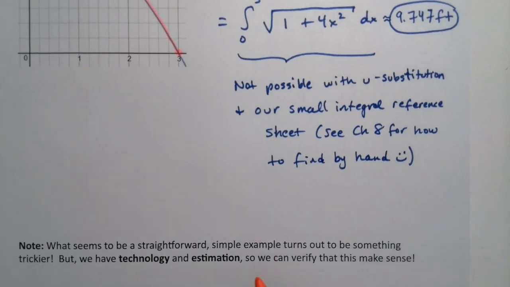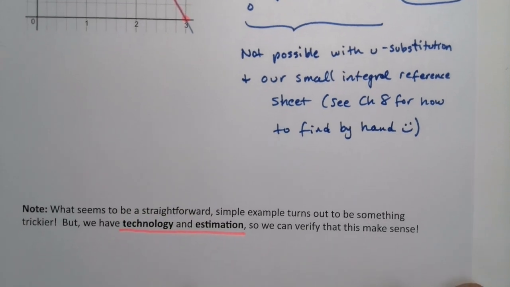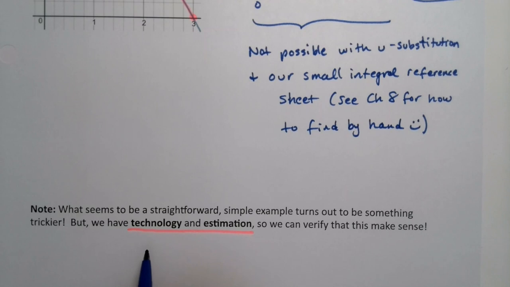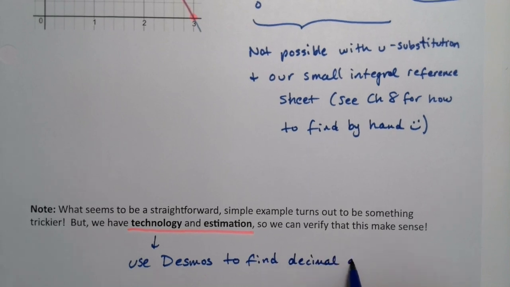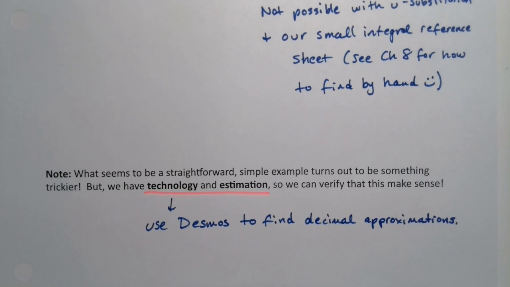Which leads us to, we are going to have to use technology and estimation for a lot of these. Even though it's a pretty straightforward integral, it turns out to be something really tough to find. So we will use Desmos to find decimal approximations. A lot in this section, and actually the next section as well. Both of these two sections on arc length and surface area require a lot of technology approximations. Now I say that, but the next example doesn't. The next example can be done by hand, although it's going to be a little bit tough.